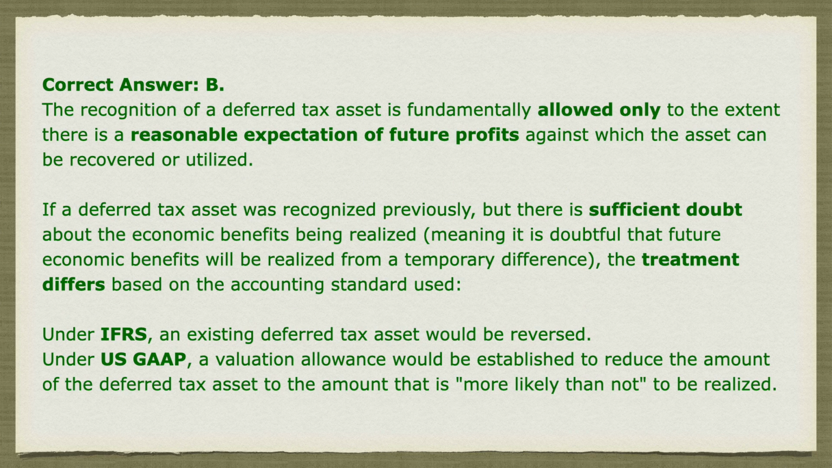Correct answer: B. The recognition of a deferred tax asset is fundamentally allowed only to the extent there is a reasonable expectation of future profits, against which the asset can be recovered or utilized. If a deferred tax asset was recognized previously, but there is sufficient doubt about the economic benefits being realized, meaning it is doubtful that future economic benefits will be realized from a temporary difference, the treatment differs based on the accounting standard used. Under IFRS, an existing deferred tax asset would be reversed. Under U.S. GAAP, a valuation allowance would be established to reduce the amount of the deferred tax asset to the amount that is more likely than not to be realized.